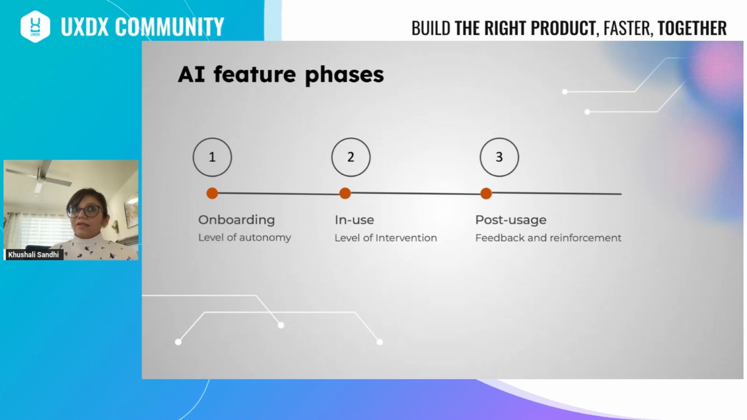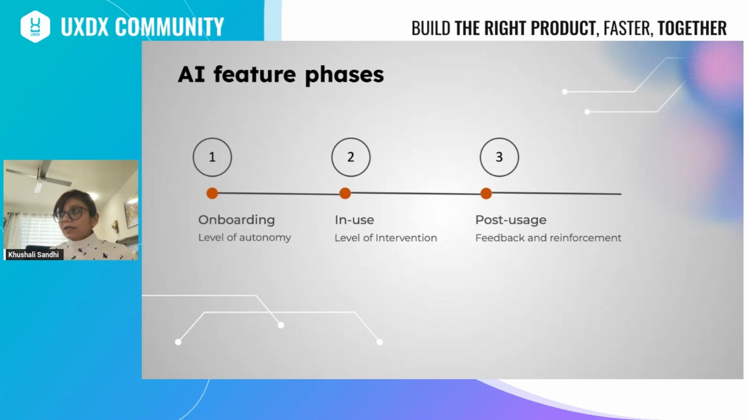But if the data is such that we need inputs from customers to train it, then the level of autonomy is not really high. We might need to give a lot of control to people when the customers are getting started, right? So what would that onboarding experience look like for this AI feature?